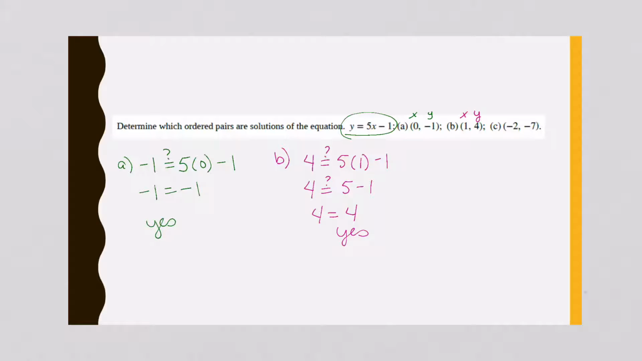Alright, let's try part C. We're going to put negative 2 in for x and negative 7 in for y, and we're going to see if that works. So negative 7 is equal to, we don't know, 5 times negative 2 minus 1. So negative 7, is that equal to negative 10 minus 1? I don't think so. So I would say no on that one.